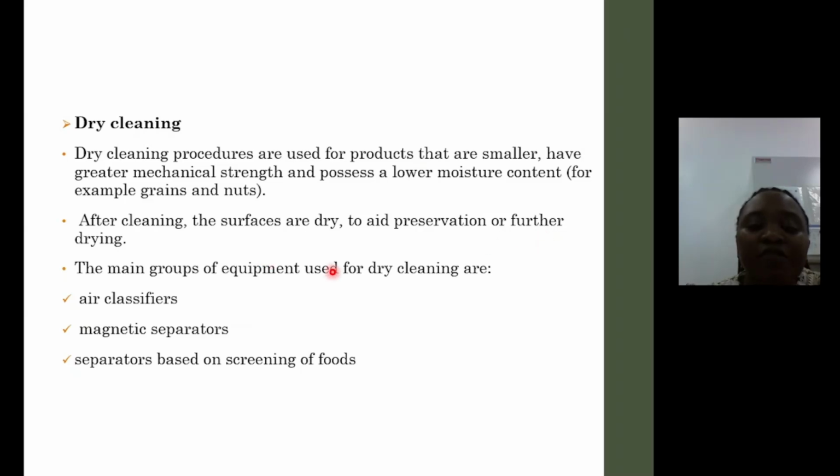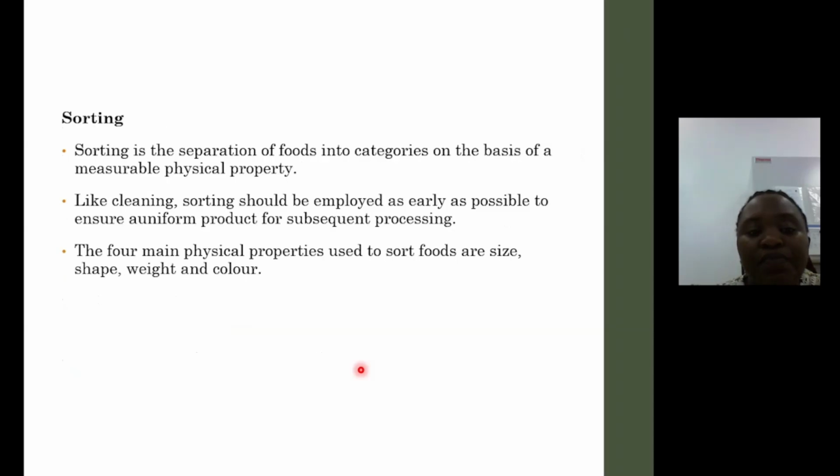The main groups of equipment used for dry cleaning are air classifiers. We have magnetic separators that can remove metallic contaminants within grains, and separators based on screening of foods. We have then another method called sorting. Sorting is a separation of foods into categories based on measurable physical properties.